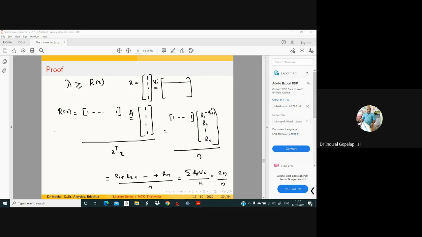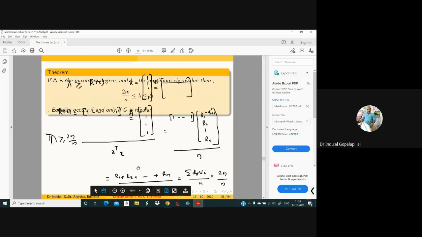So therefore lambda is greater than or equal to 2m by n. So that was the first part of the inequality. The first part of the inequality was lambda greater than or equal to 2m by n. And the second part follows from the Rayleigh principle, and for the sake of completion, let me prove lambda less than or equal to delta. So how can we prove that?